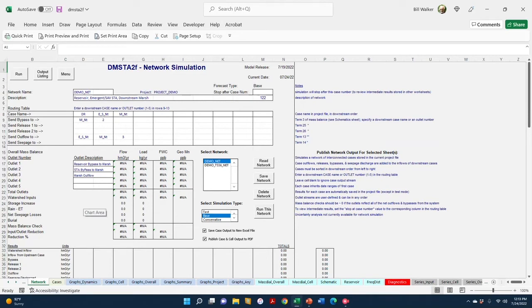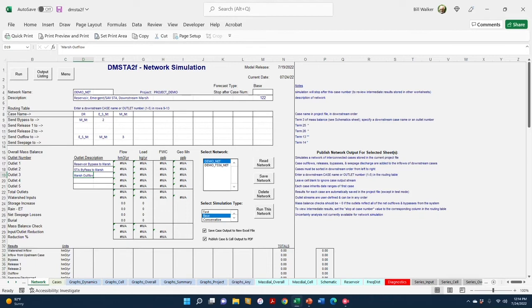So I want to demonstrate the network simulation, and here we have the same sequence of a deep reservoir followed by the emergent marsh and the marsh itself, and the NT cases are special for network simulations, and that's because if we just use the regular time series for either STA, there would be inflows from the watershed into this case, but the NT cases for the time series are set at zero flows because the downstream system gets outflow from the reservoir. So these simulations are linked.